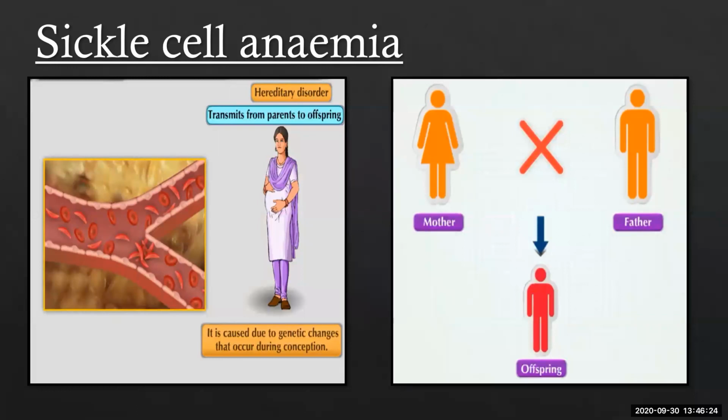So if the mother and father both are carriers, then their offspring will be the sufferer. You can see in the chart, if the mother and father both are carriers, means they have genes for sickle cell anemia, then one of the parents will transfer it to their child, so the child becomes a sufferer from sickle cell anemia. So marriage between the carriers of sickle cell anemia should be avoided.